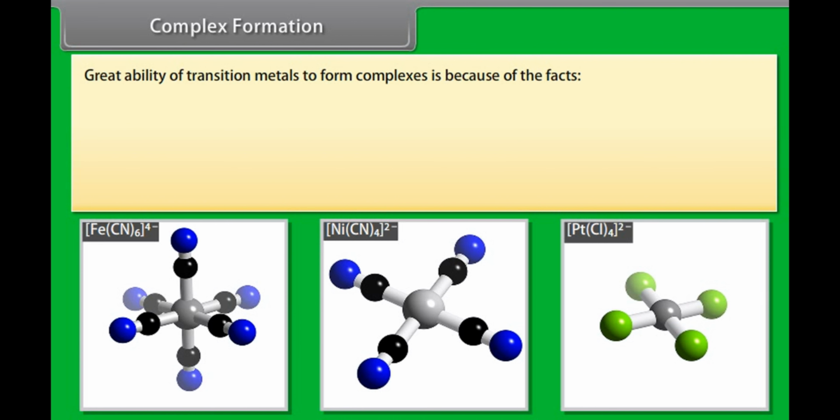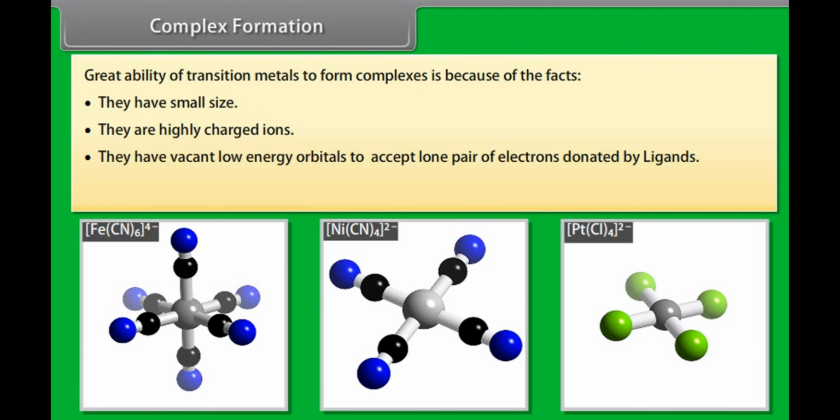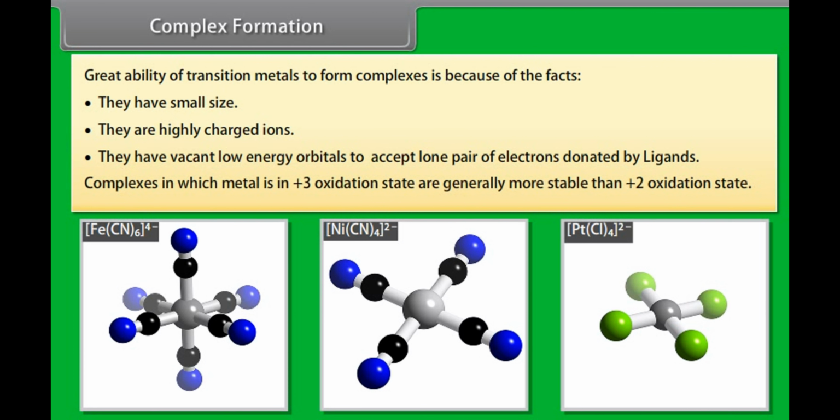Great ability of transition metals to form complexes is because of the fact that they have small size, they are highly charged ions, they have vacant low energy orbitals to accept lone pairs of electrons donated by ligands. Complexes in which metal is in +3 oxidation state are generally more stable than +2 oxidation state.